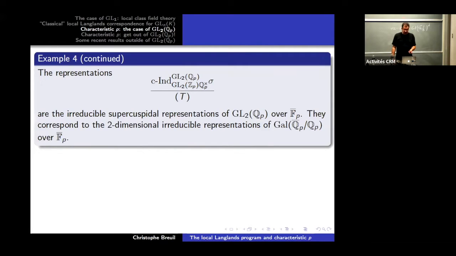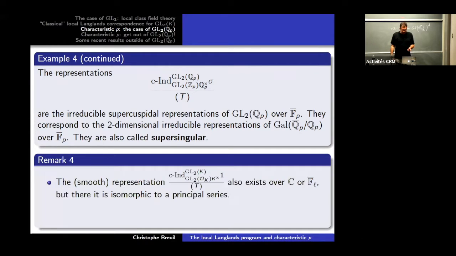And they actually correspond to the two-dimensional irreducible representations of Galois QP bar over QP over FP bar that I didn't describe. That's the supercuspidal representation in characteristic P, except we call them supersingular for some historical reasons. The terminology is due to Barthel and Livné, not me. And maybe let me finish with the case of GL2 QP with a couple of remarks. The first is that for the smooth representation, you could do the same in characteristic 0 over C or FL bar.